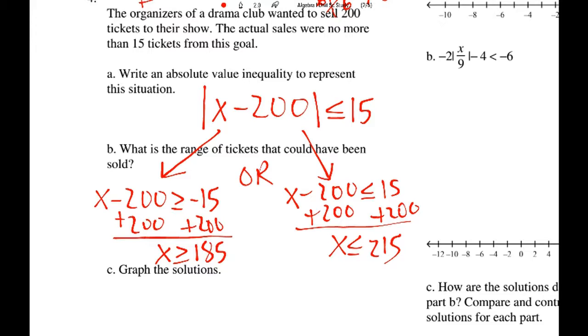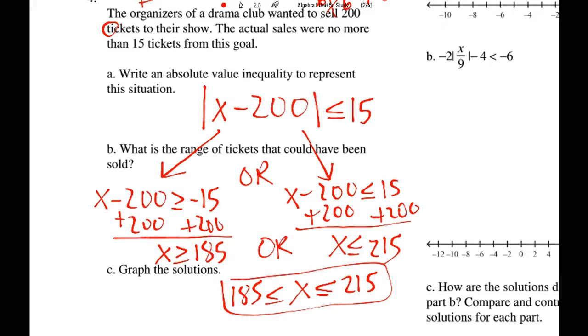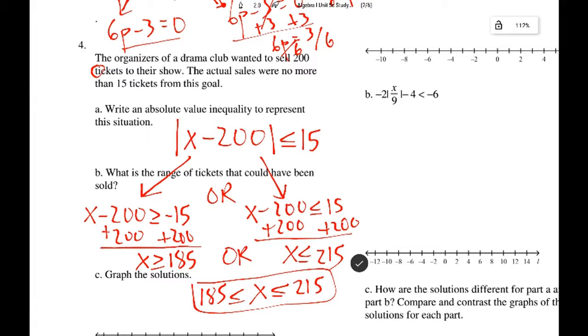Now, when they want a range, they want something like this. We're talking about tickets, so you could probably use T also for tickets. That's optional, unless your teacher says otherwise; x could work just fine. Remember, you can have less than or equal to 215, or you can have more than or equal to 185. So this is your range. This inequality is just a fancy way of saying 200 tickets plus or minus 15.